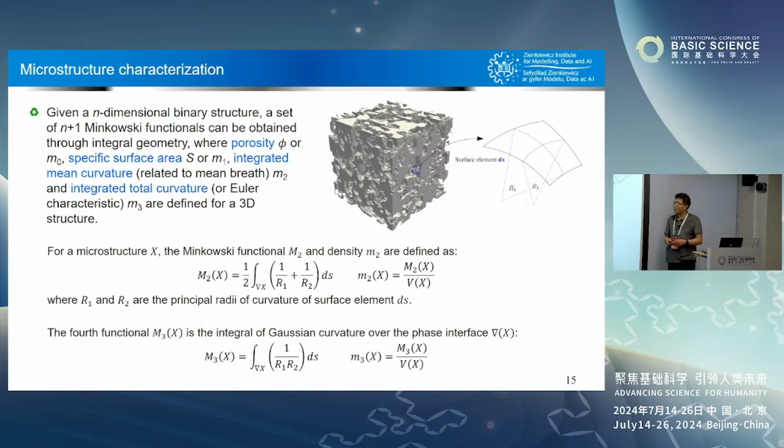Similarly, you can do something more mathematical, because the functionals M2 are identical to volume fraction and to specific surface area. You have your M3 here as well. M3 is basically an average. Some of you might be familiar with this from geometry: you integrate the curvature over the volume.